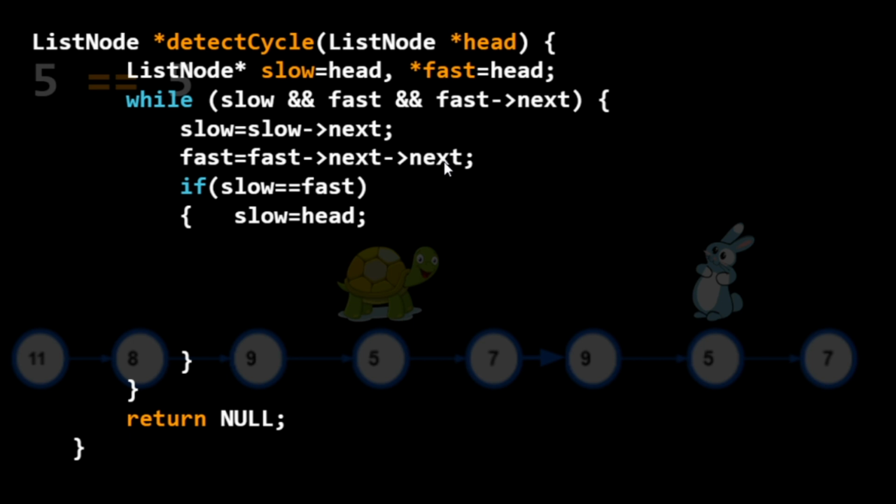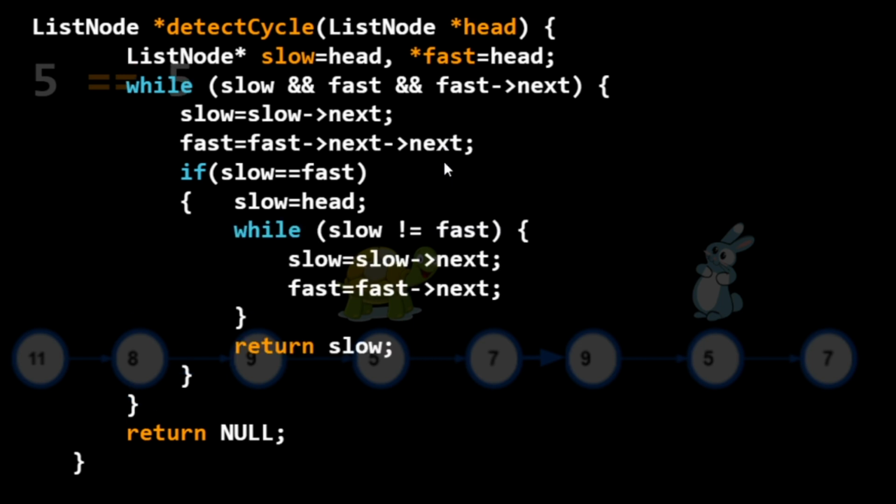But if they are equal, then we will send slow to the head, and fast stays at the same position where it was. Then we will move them one step at a time until they are equal, because when they are equal they will be at the starting of the cycle. When they're equal we will instantly return our slow value or the fast value, and that's how we can find the starting of the cycle.